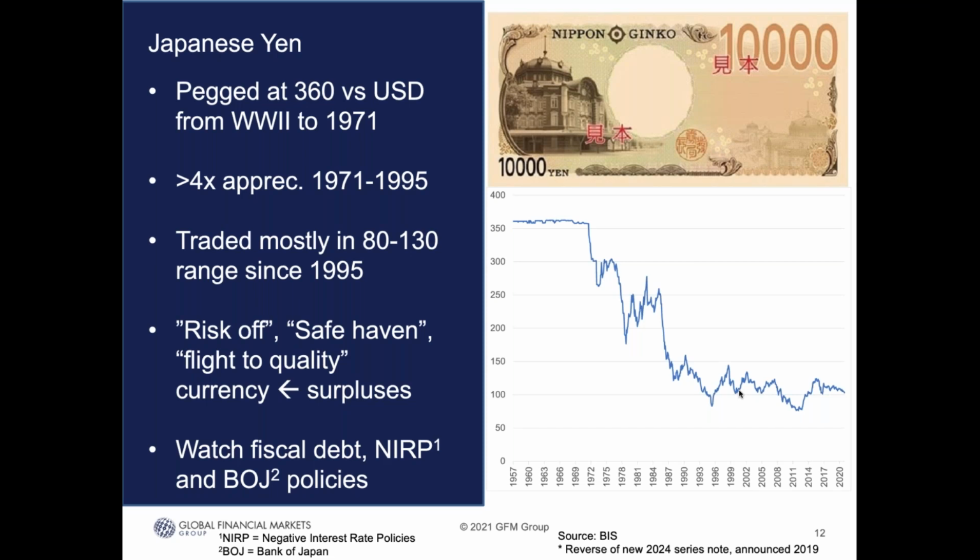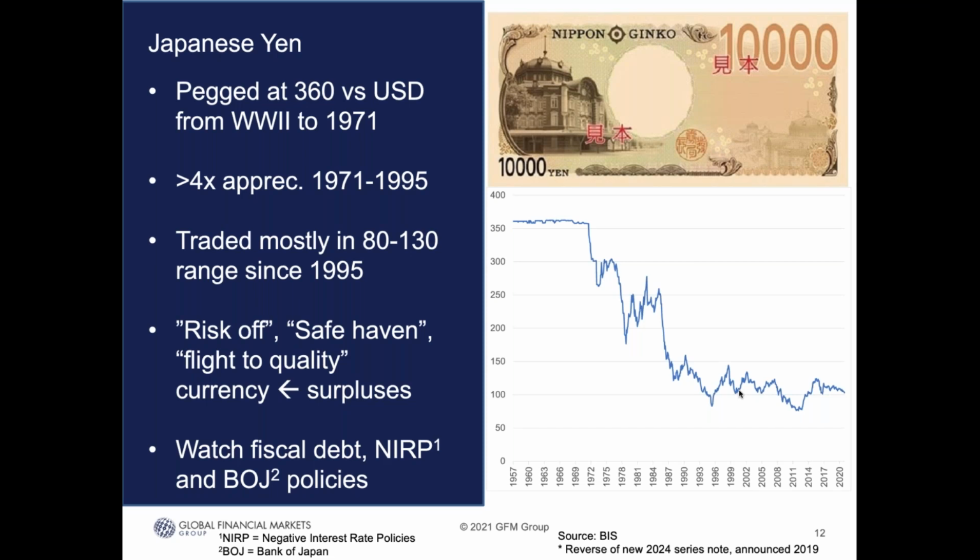And the only way that the BOJ, the Bank of Japan, was able to cool down Japan's economy was by raising interest rates and tightening monetary policy. And that led to strengthening of the yen from 360 to around 100 today. So this is roughly a fourfold appreciation from 1971 to 1995. And it's been roughly range bound since then. Since 1995, the Japanese yen has mostly traded between around 80 to 130 to the dollar.